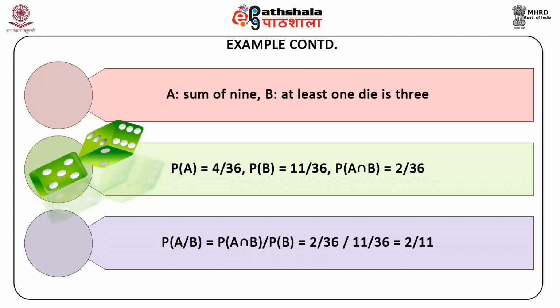Probability of A given B is equal to probability of A intersection B upon probability of B, which is equal to 2 by 36 upon 11 by 36, which is equal to 2 by 11. In other words, the assumption that one of the faces of a die is a 3 reduces the total possible outcomes to 11, of which only two outcomes, 3 6 and 6 3, are favorable to A. Since all 11 outcomes have equal probabilities, the probability of A under the assumption that B took place is 2 upon 11.